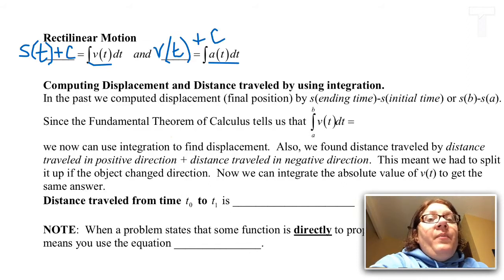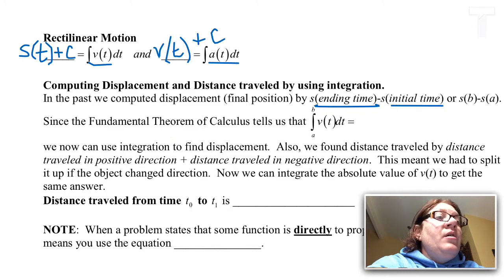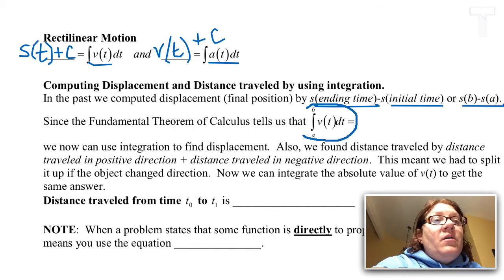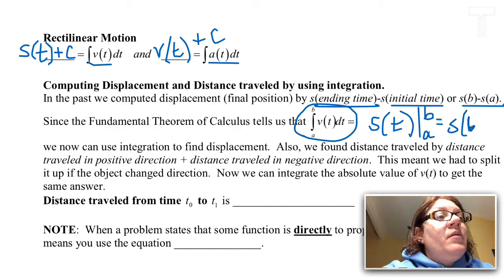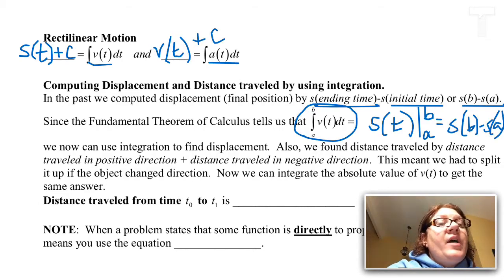But remember, in the past, when we found final position, we did the position ending minus position starting, which really was like doing S of B minus S of A. And since the fundamental theorem of calculus is going to give us that, if I actually evaluate that, I would have the antiderivative of velocity would be position, and then from A to B. So it ends up being exactly that, S of B minus S of A. Pretty cool, huh? So I can now use that to find displacement.